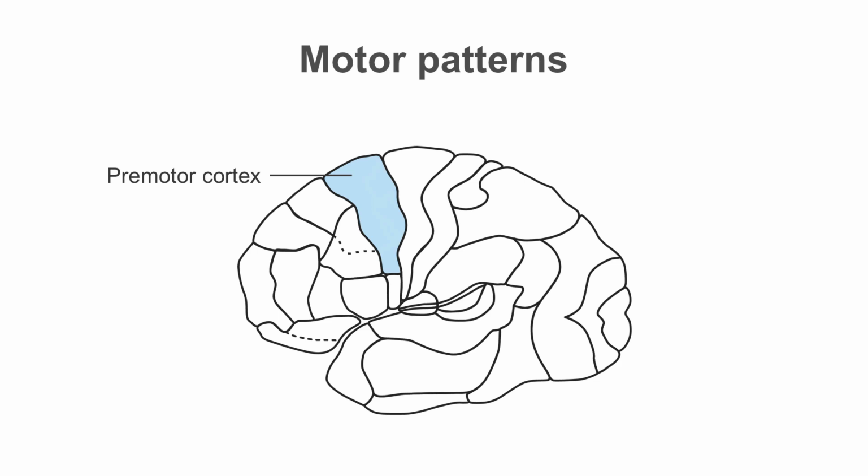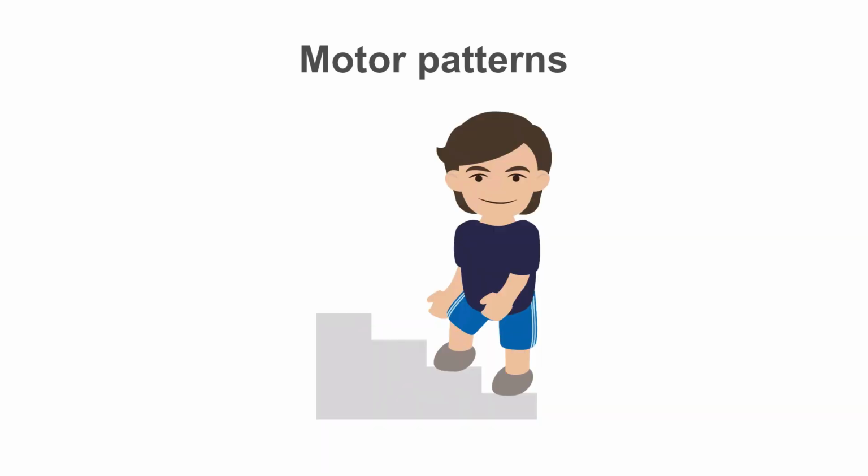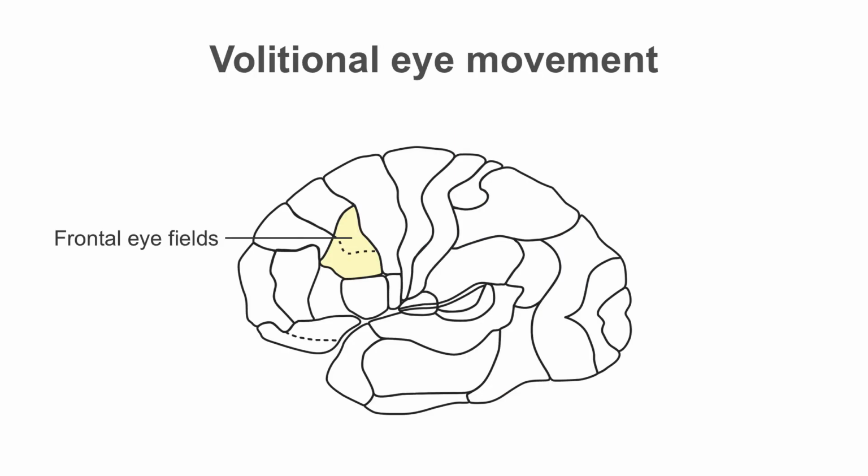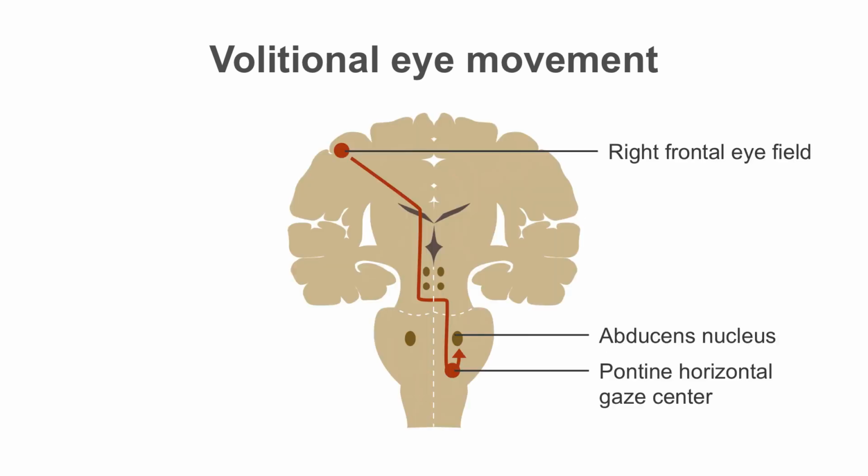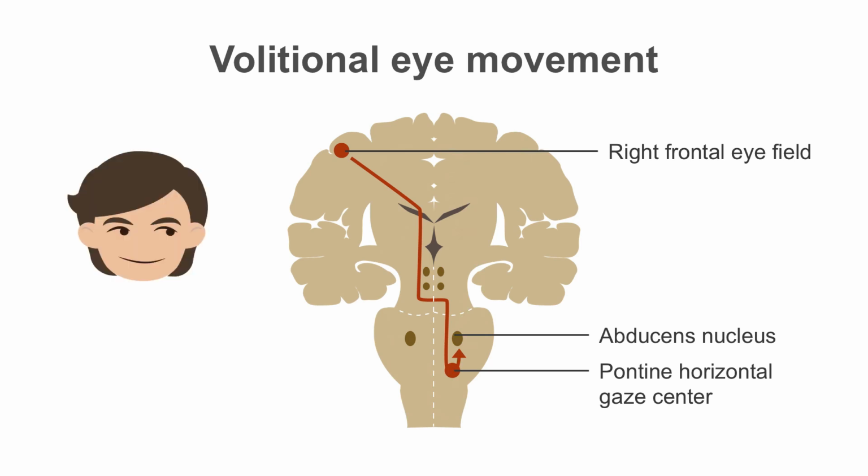The premotor cortex stores learned motor patterns for easy retrieval. An example might be negotiating stairs or other complex patterns of movement. The frontal eye fields are responsible for volitional eye movement. They conjugately move the eyes together toward the opposite hemisphere. Activity of the right frontal eye field would turn the eyes toward the left.